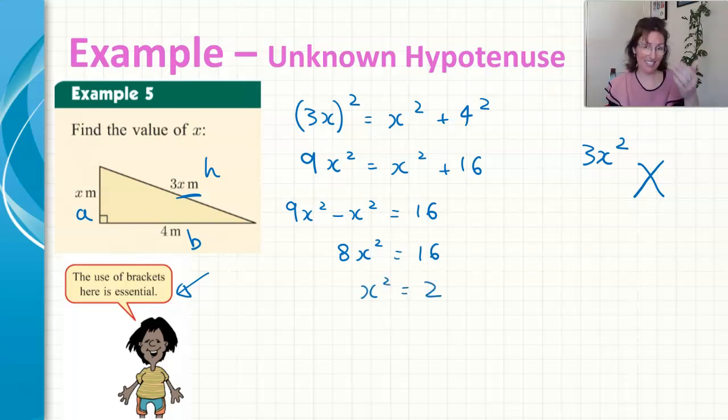I'm just going to jump straight to that answer. 16 divided by 8 is 2. And now that looks like the other ones we've had, where we undo the square, and square root the right-hand side to find the value of x. What are the units? This time round it's in metres.